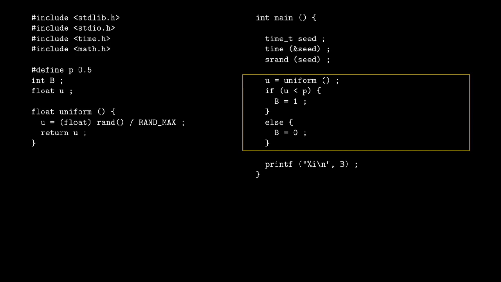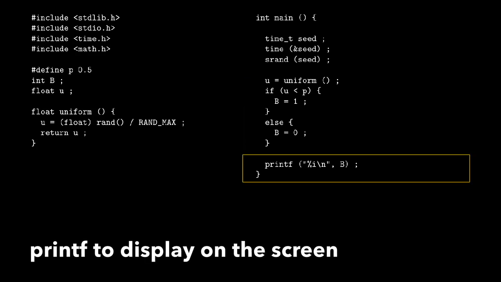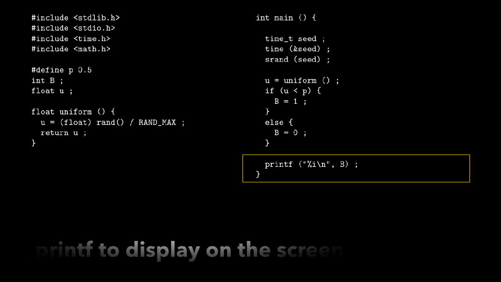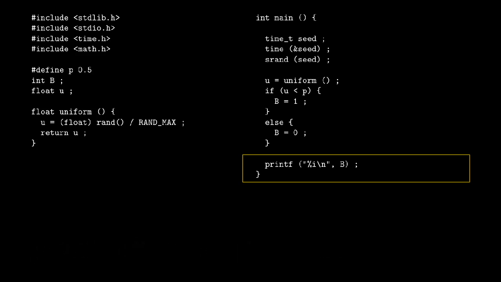Another way to proceed is what I did on the board. You can, from the beginning, for instance, say that b equals 0, and then say that if u is less than p, then you add 1 to the value of b. Eventually, the two programs have about the same speed, so it doesn't really matter. And then I just conclude with a printf command. The printf command is going to print on the screen the actual value. So you have a %i to say that what you want to display is an integer, and what you want to display is this value b. So that concludes the explanation about this program.